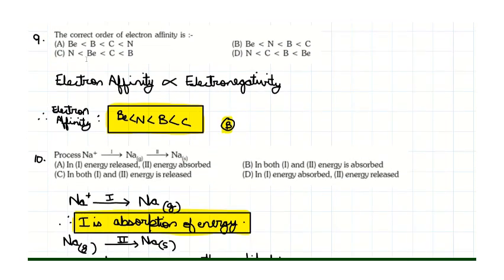In the ninth question, the correct order of electron affinity is given by which of the following options? We know that the electron affinity is directly proportional to the electron negativity. Thus, we would get option B as the answer. Now, we know that nitrogen has a half-filled p orbital, so its electron affinity would be lower as compared to that of boron or carbon.